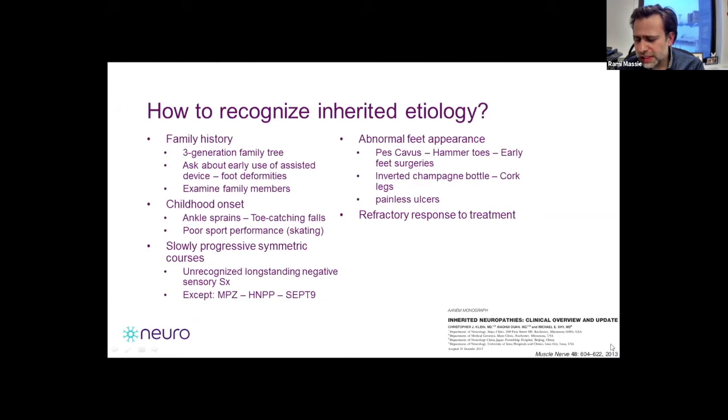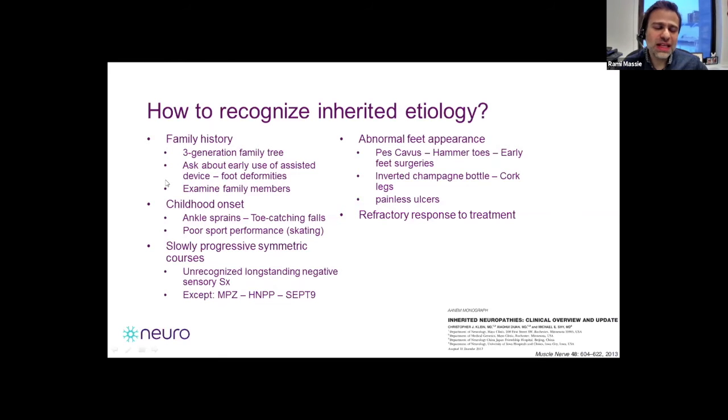I often quote this older article. It's an AANEM monograph, and one of the main authors is Dr. Klein, published in Muscle and Nerve in 2013. Basically, it's a review of inherited neuropathy, and what I really liked is the introduction, where they go over clues to recognize inherited neuropathies. So obviously family history is a big clue.